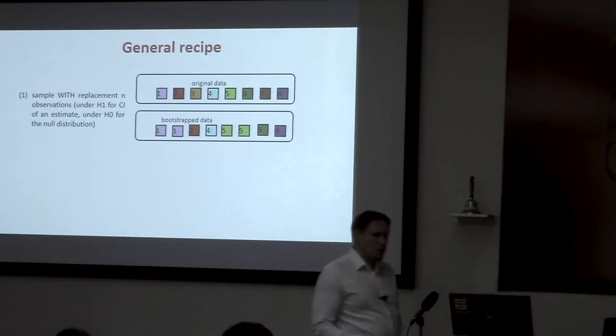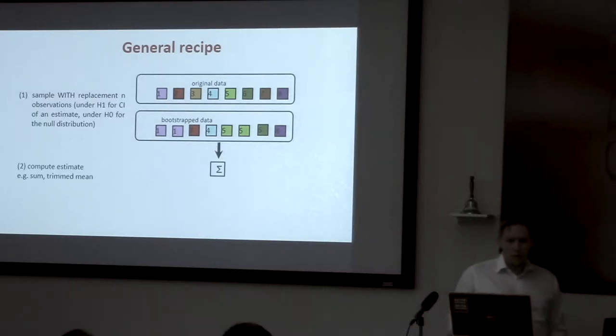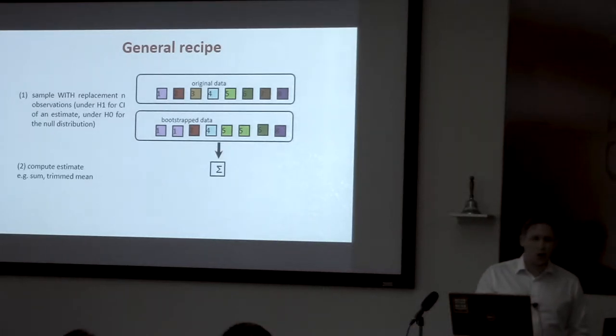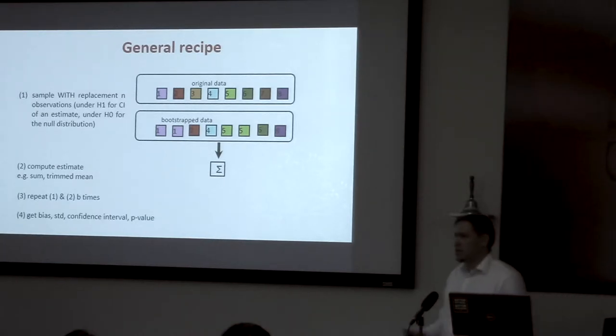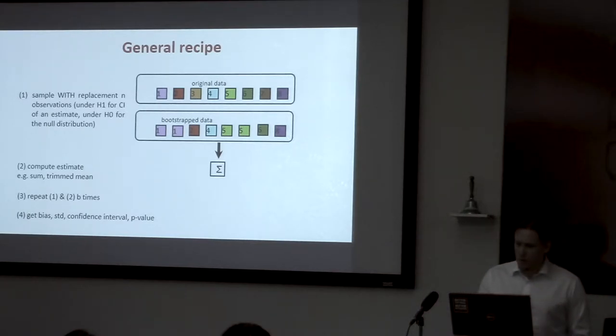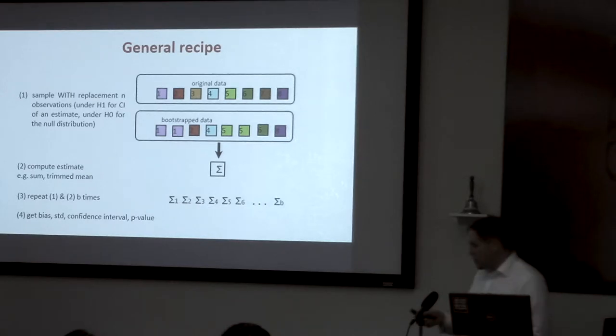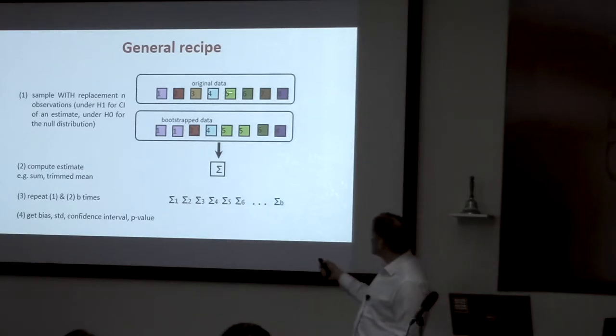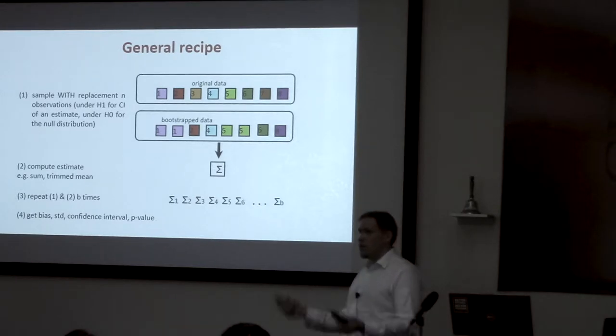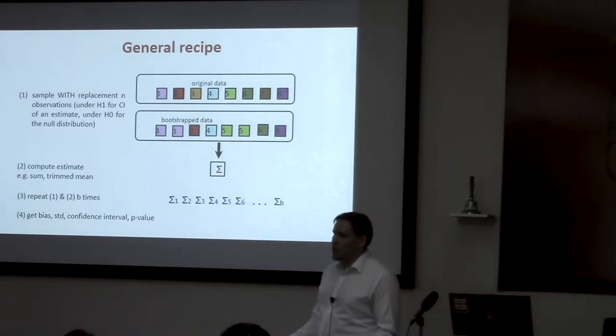And then I can compute my estimate, let's say a sum, or a mean, or a trimmed mean. And then I repeat that 1,000 times. Then from that, I can compute basically the bias and the standard deviation. So let's say you compute a mean of your original data. You do 1,000 means. Now you've got the variations of the mean, and you can estimate the confidence interval of the mean.